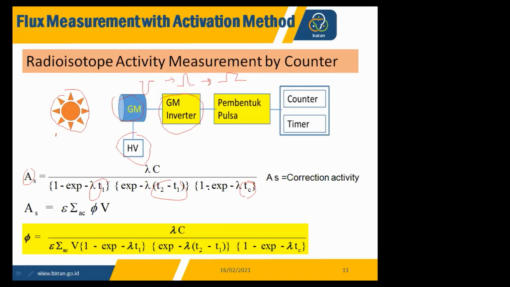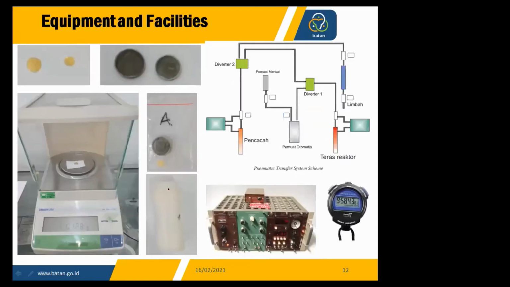Furthermore, the neutron flux can be calculated by considering the efficiency of the gamma detector, the macroscopic cross-section, and the volume of the material. We can see the formula. And in this experiment, to measure the neutron flux by the activation method, gold chips or gold foil, this is the gold or aurum, is used as the sample to be activated.